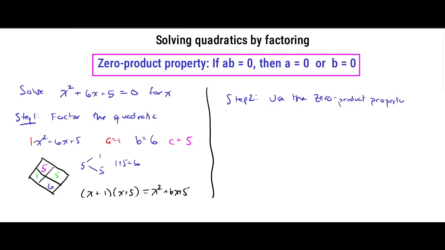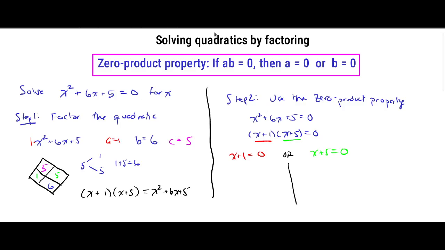Now that we've factored our quadratic, we can rewrite it in this form. We've got x plus 1 times x plus 5 equals 0. And so the zero product property says we can split this into two equations. We've got these two factors. They're both going to be set equal to 0. And so at least one of these has to be true.